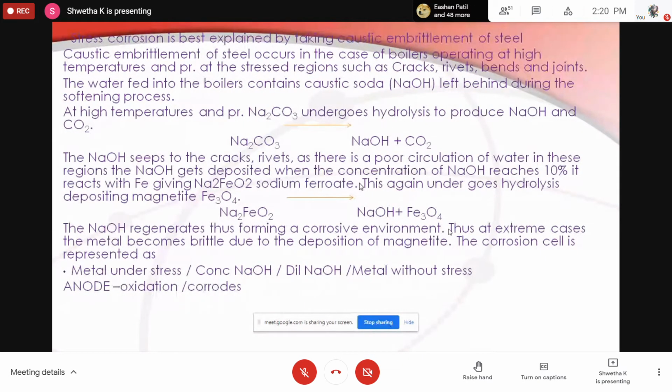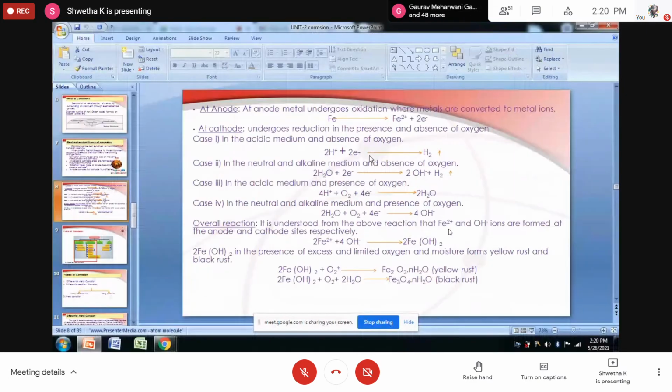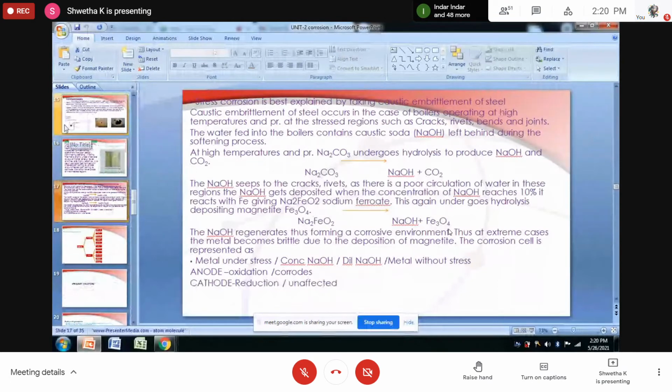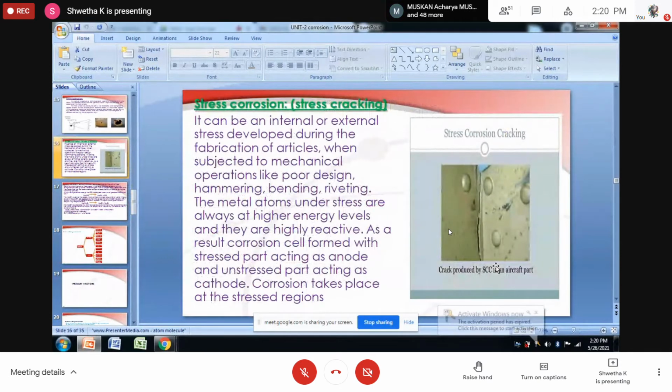Stress corrosion means where the stress is forming. Either we bend the metal, or rivet the metal, or hammer the metal. The portion that gets the stress sometimes has a higher energy level, so it may be highly reactive, and stress corrosion cracking takes place. It undergoes stress, so it acts as an anode and undergoes corrosion. If it is stress free, it acts as a cathode and it is safe.